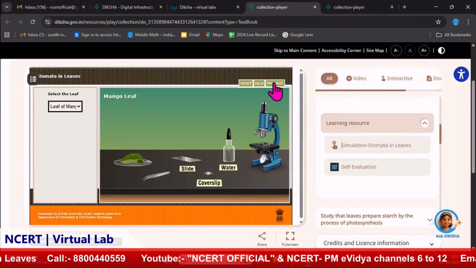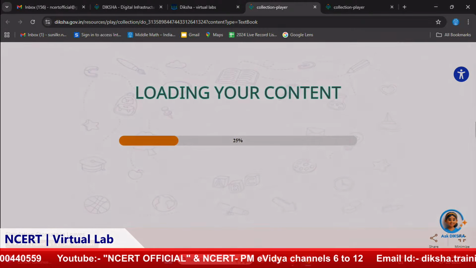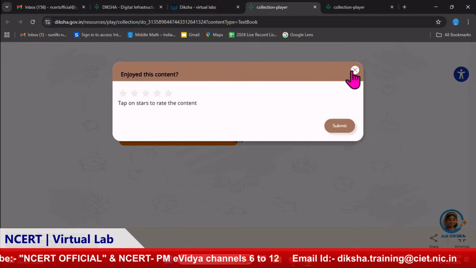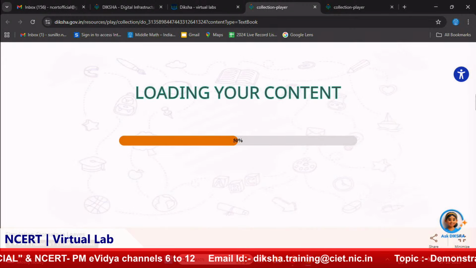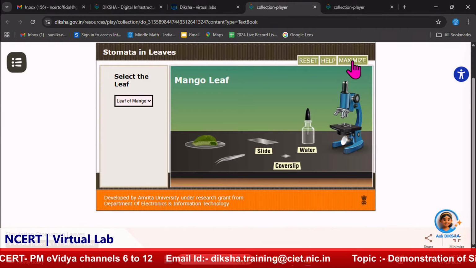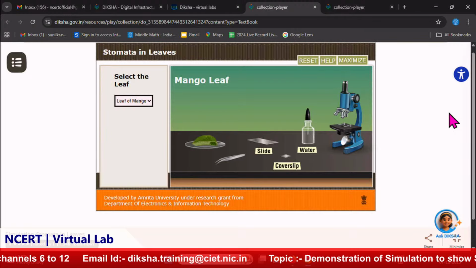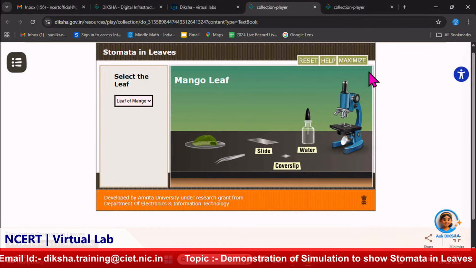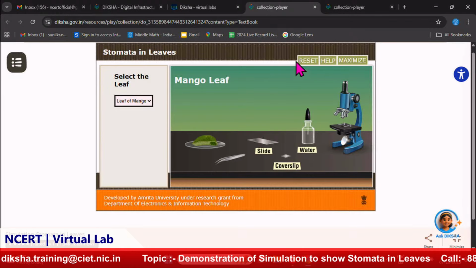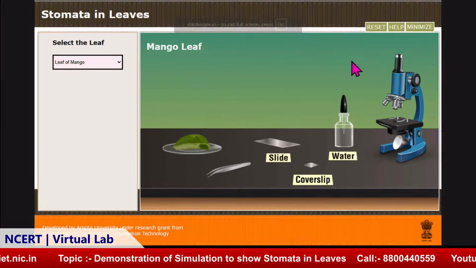Okay, ma'am. So I will simply change it to full screen for proper visibility for the user. Right. And we have a help box also. Yes. And okay, this is the simulated part of the experiment. Here you can see on the top right side of the screen, 3 buttons are given. One is reset, another is help, and the third is maximize.